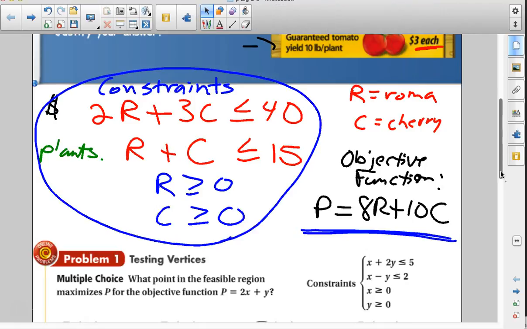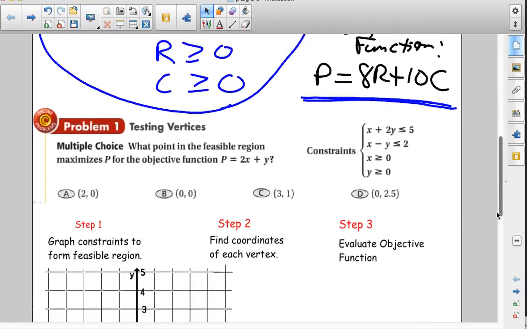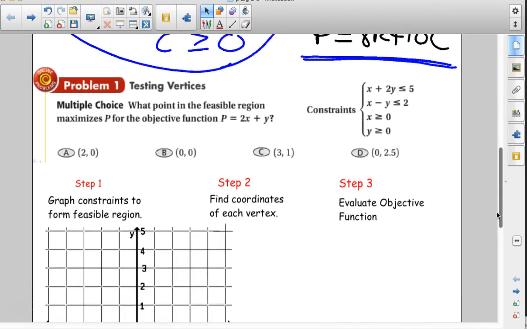So let's start off with some that maybe aren't quite as bad looking. Problem 1 says, testing the vertices. What point in the feasible region maximizes P for the objective function P equals 2x plus y? So here's my objective function, and I realize that's the last thing I do. That is absolutely the last thing that I do. They give it to me first, but everything else has to come before that.